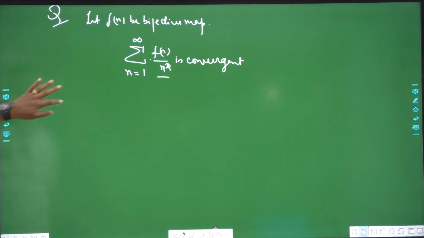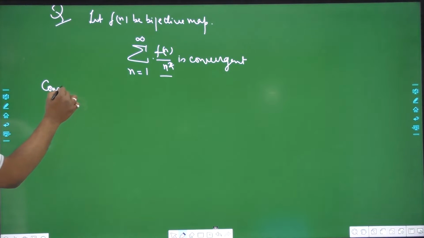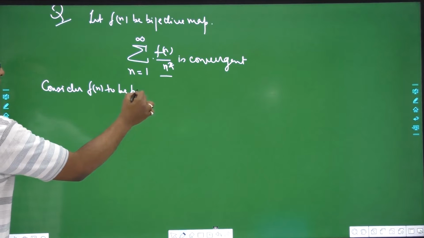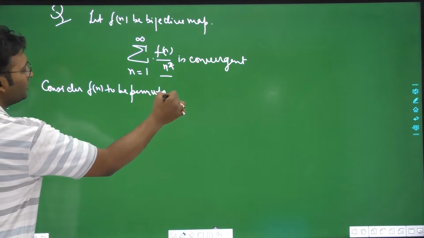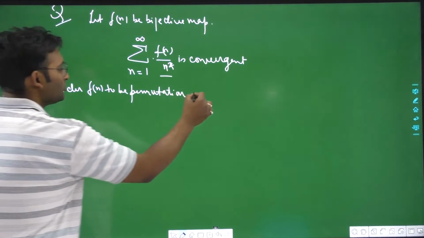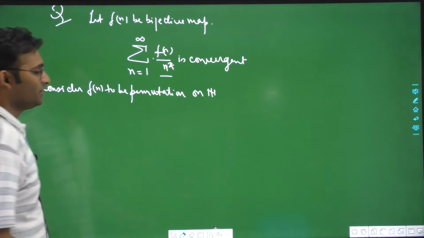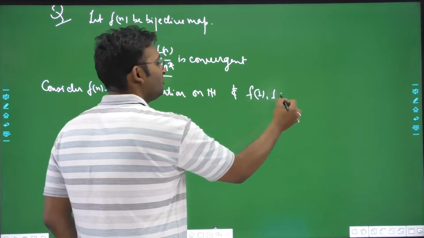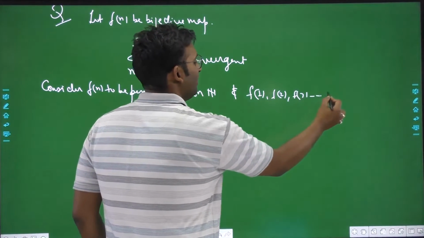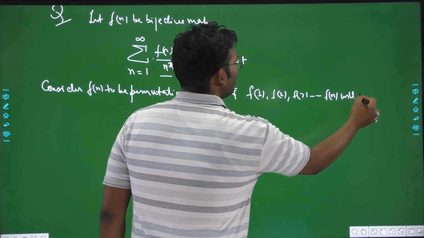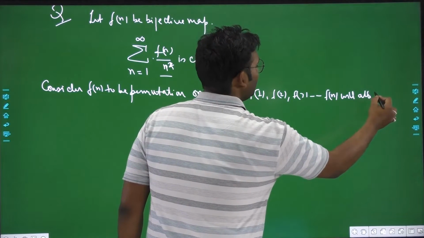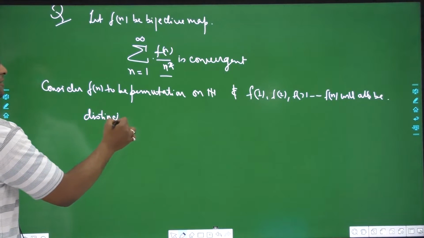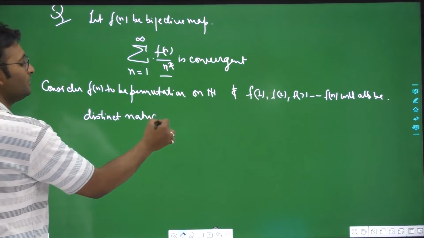Okay, so look, consider Fn to be permutations on n. You might have seen permutation groups also. So permutation on n, by which I mean, clearly since it is bijective, F1, F2, F3, Fn will all be distinct natural numbers. So they will all be distinct natural numbers.